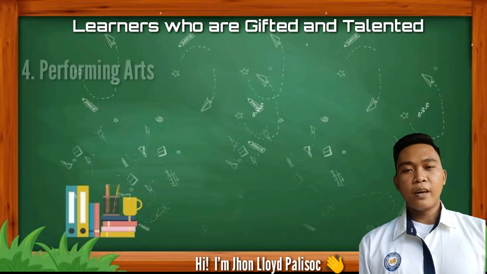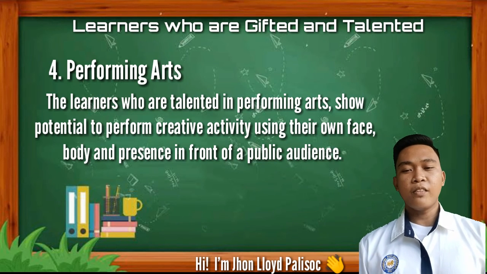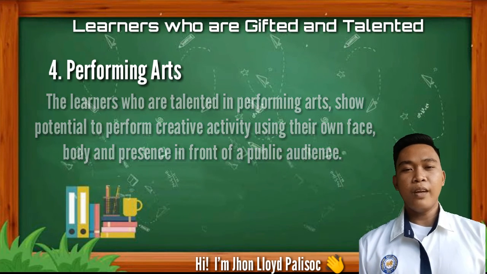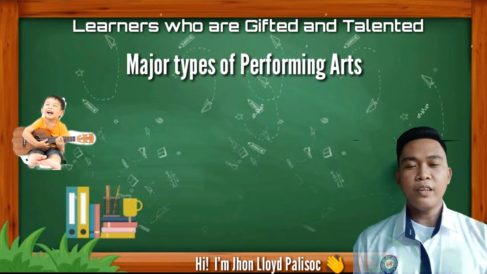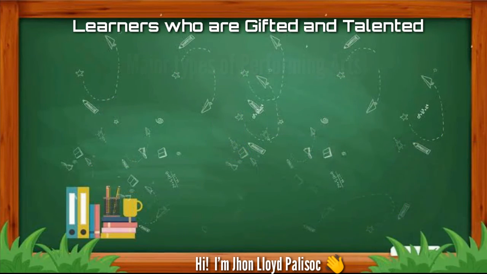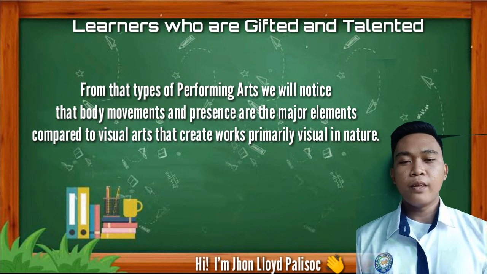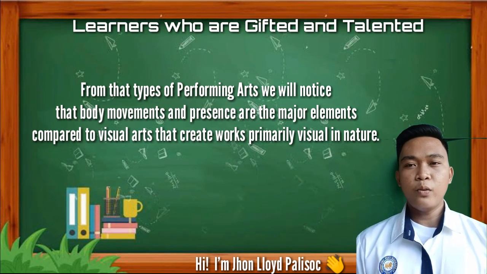The fourth is performing arts. The learners who are talented in performing arts show a potential to perform creative activity using their own face, body, and presence in front of a public audience. The major types of performing arts include music, opera, dance, drama, and spoken words. From these types of performing arts, we will notice that body movements and presence are the major elements in performing arts compared to visual arts that create works primarily visual in nature.